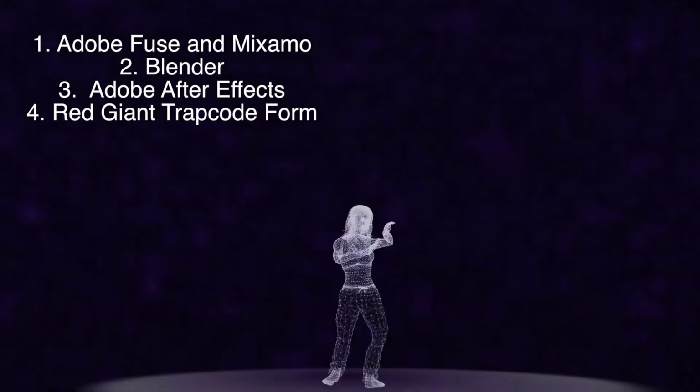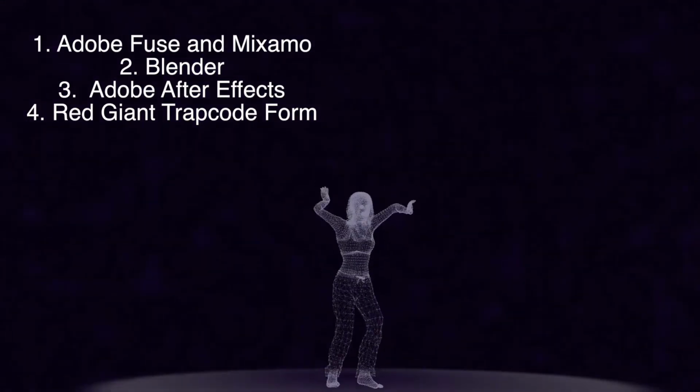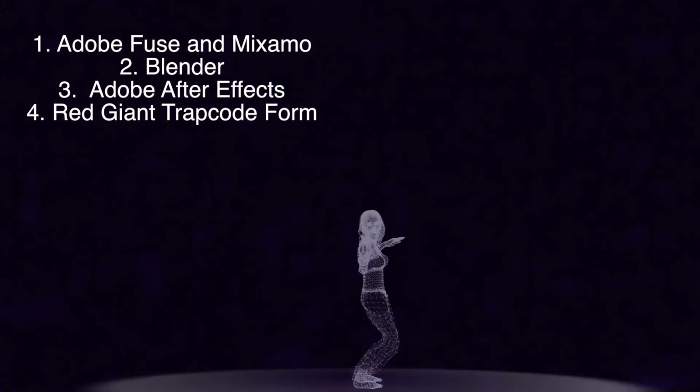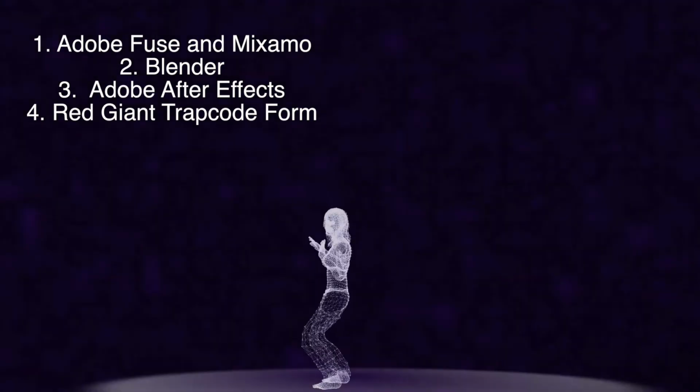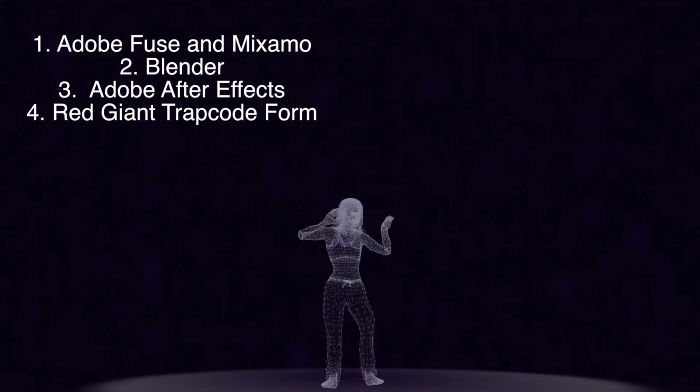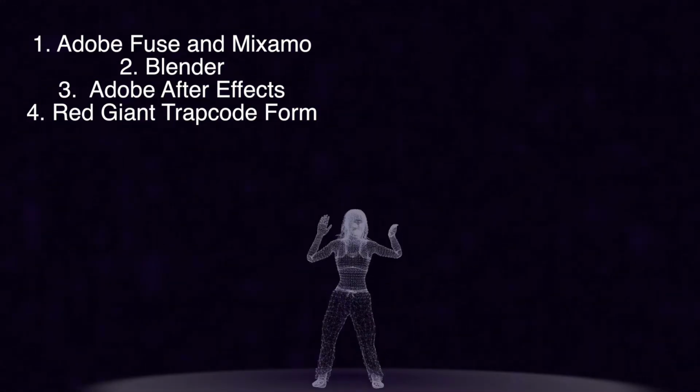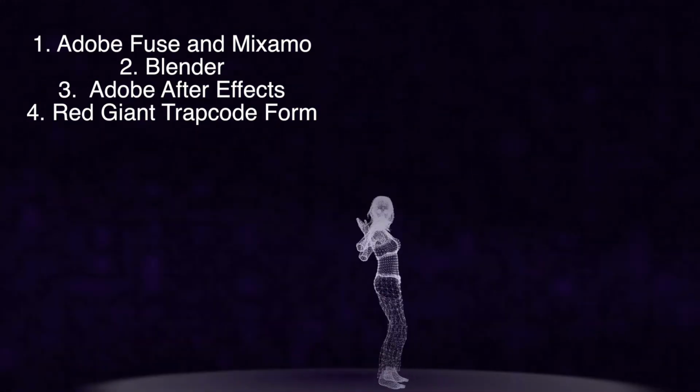Hello everyone, today I'm going to be showing you how I created this OBJ dance sequence. You will need Adobe Fuse, Blender, which is a 3D software you can download online for free, Adobe After Effects, and Red Giant Trapcode Form.